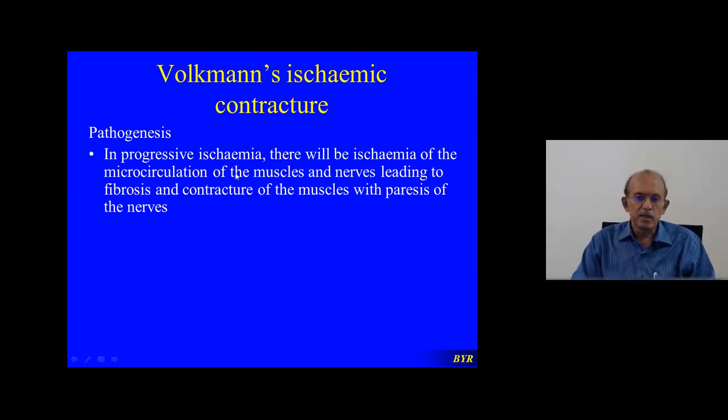In progressive ischemia, there will be ischemia of the microcirculation of the muscles and nerves, leading to fibrosis and contracture of the muscles with paresis of the nerves. So the muscles undergo necrosis and they are replaced by fibrosis. And there will be associated paresis of the nerves also.